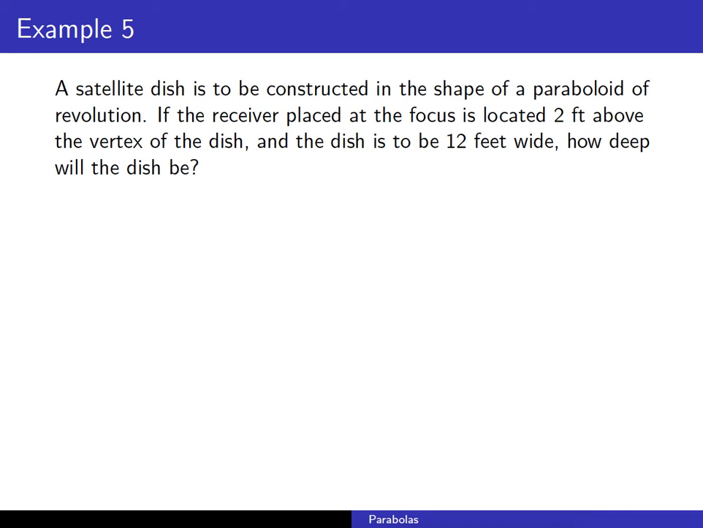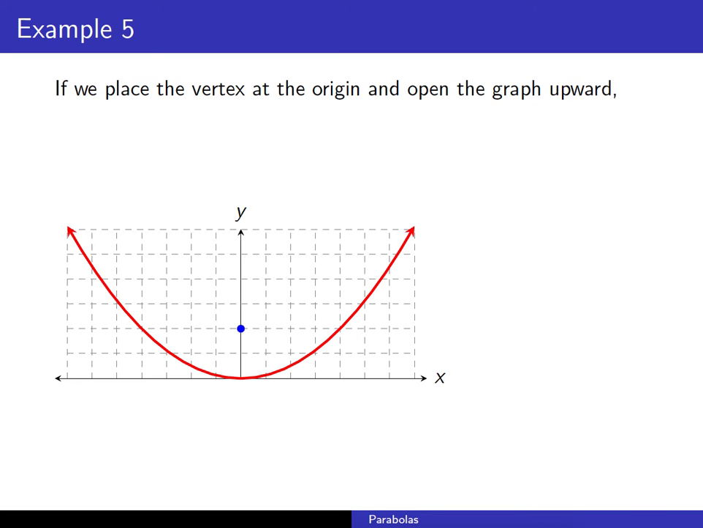So, a satellite dish is to be constructed in the shape of a paraboloid of revolution. If the receiver is going to be placed 2 feet above the vertex, where again the receiver is the focus point of a satellite dish, and the entire dish is to be 12 feet wide. So it's one of those old-fashioned satellite dishes they used to have way back in the day. How deep will the satellite dish actually be?